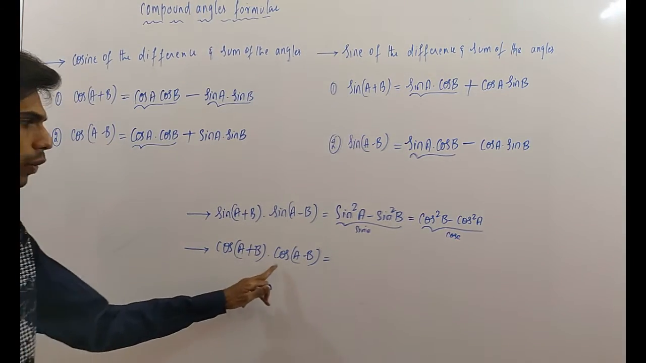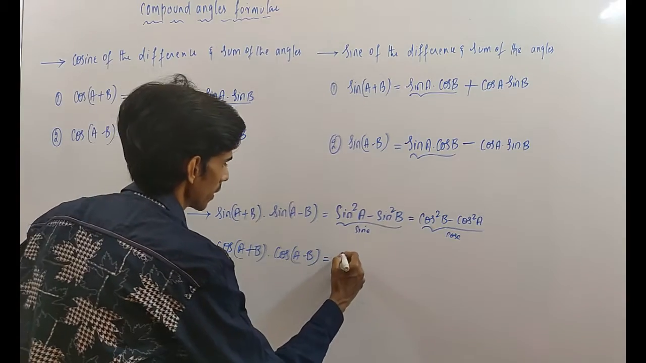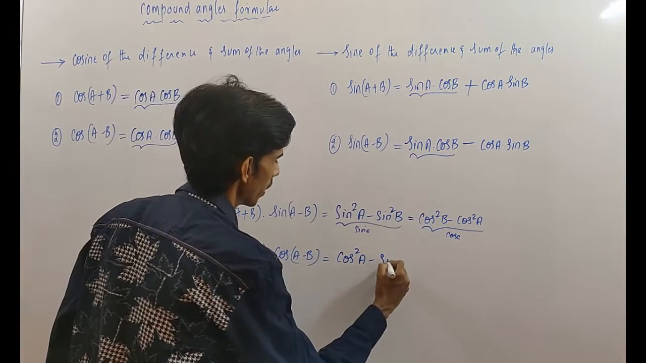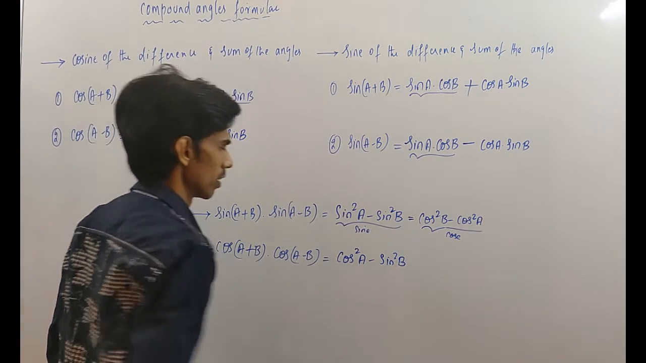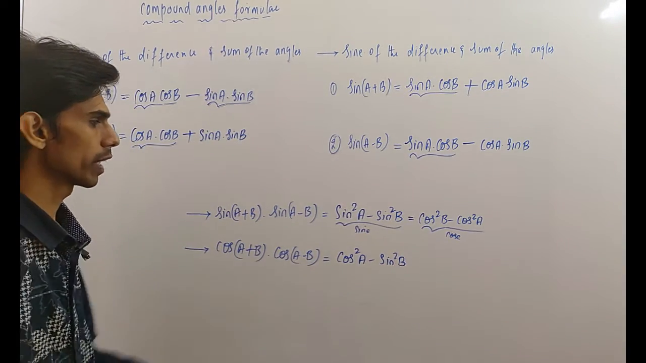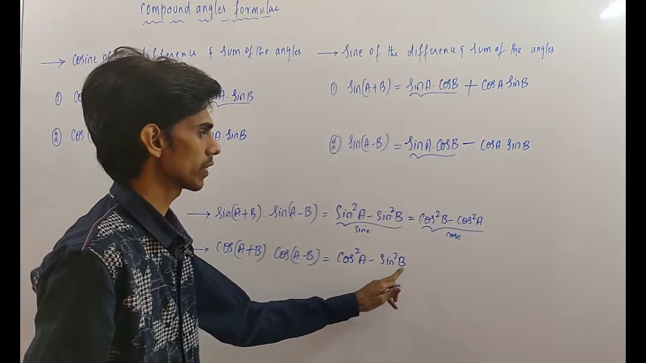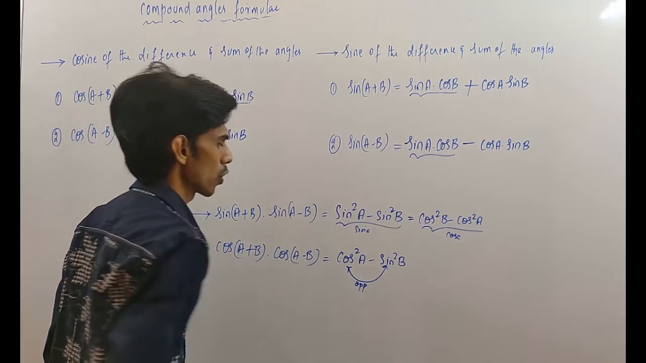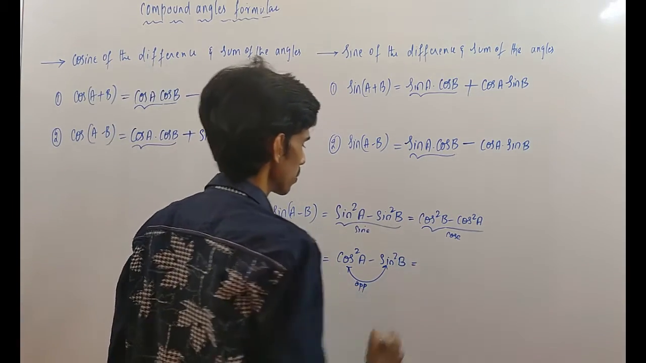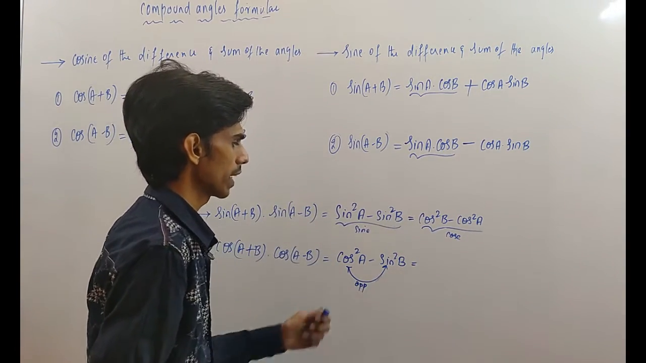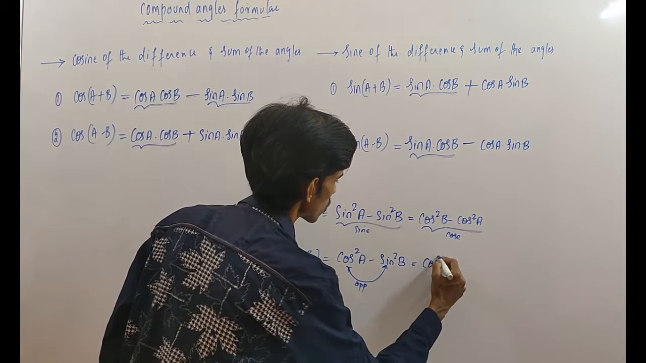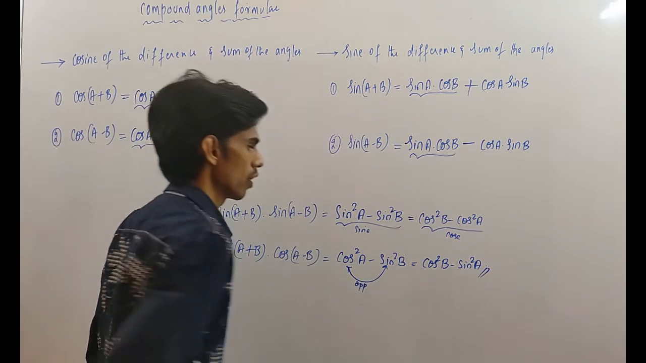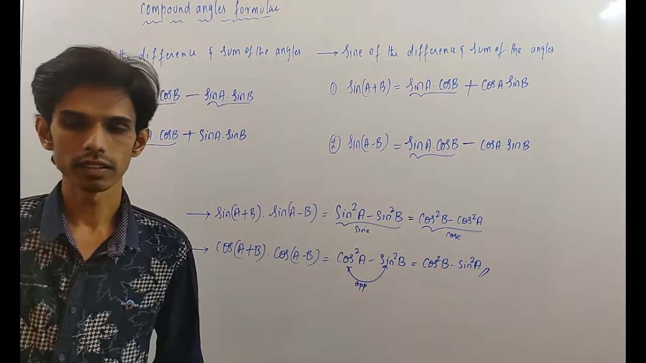Similarly, cos A plus B into cos A minus B is equal to cos square A minus sine square B. So the formula for cos A plus B into cos A minus B is cos square A minus sine square B. These two should be opposite ratios, opposite quantities. Similarly, B minus A is also possible. We can write it as cos square B minus sine square A. These are the formulas that you have to learn by heart.